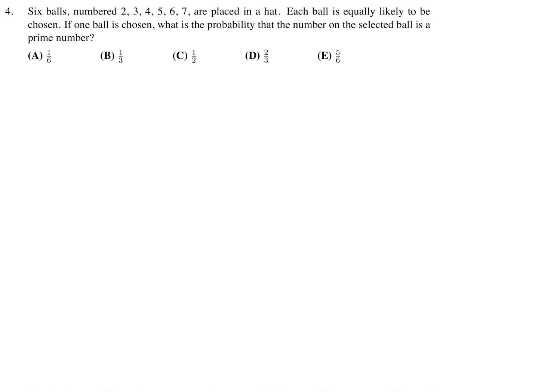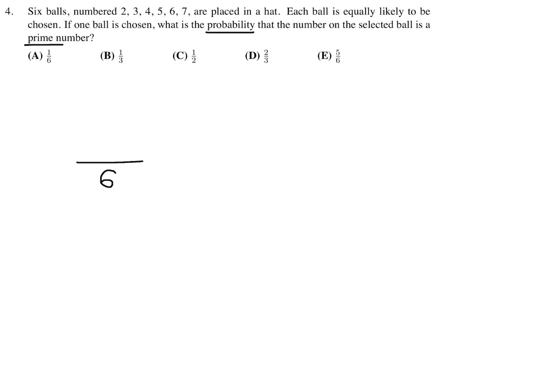6 balls numbered 2, 3, 4, 5, 6, 7 are placed in a hat. Each ball is equally likely to be chosen. If one ball is chosen, what is the probability that the number on the selected ball is a prime number? All right. As with all probability questions, we have to figure out the denominator first, in my humble opinion. It's easier. And that is the total possibilities. Well, we've got 6 balls, so the total is 6.